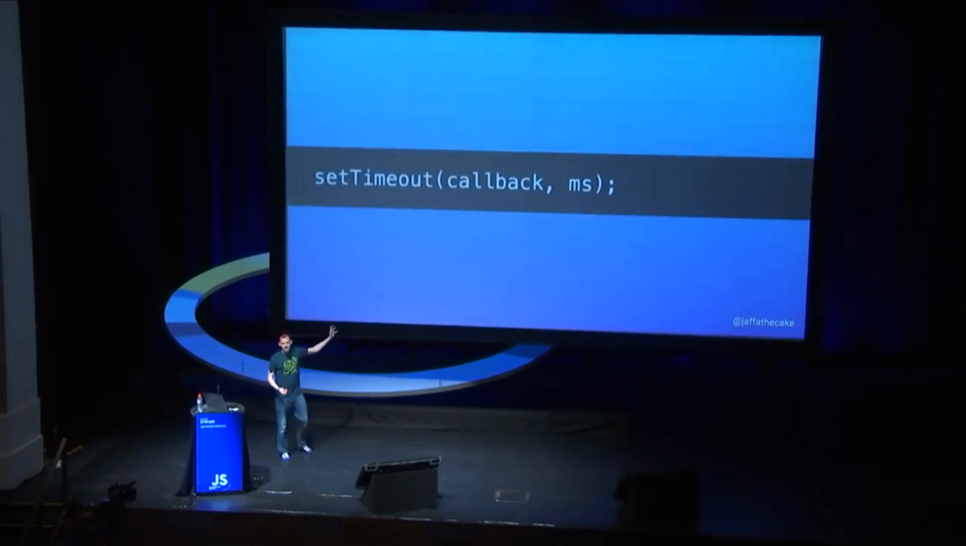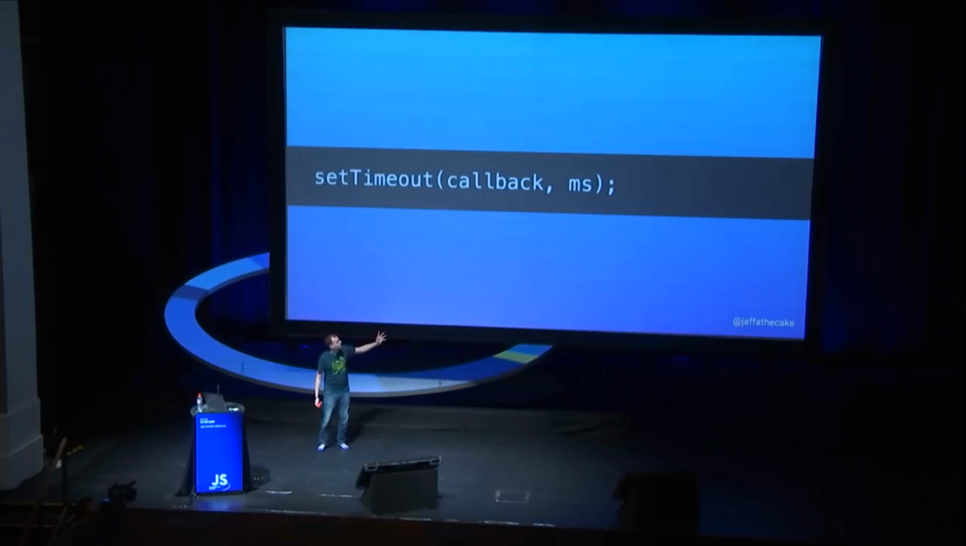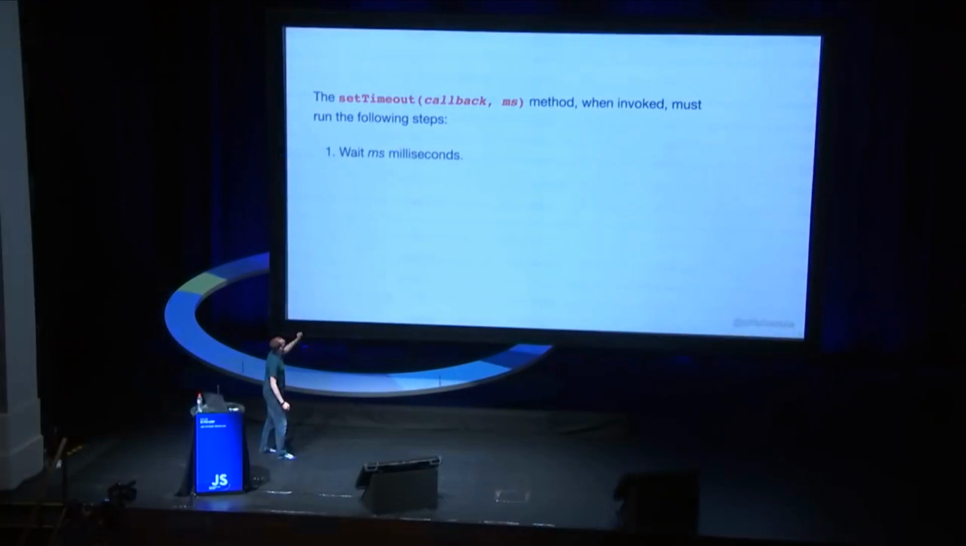Take setTimeout, for instance. Is it badly named? Yes. Are the arguments in the wrong order? I'd say so. But have you thought about how it actually works? Well, let's write a web standard for it, because that's what I do these days. We'll start with: the setTimeout method, when invoked, must run the following steps. Wait ms milliseconds, invoke callback. Done.